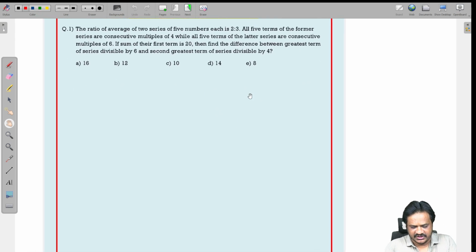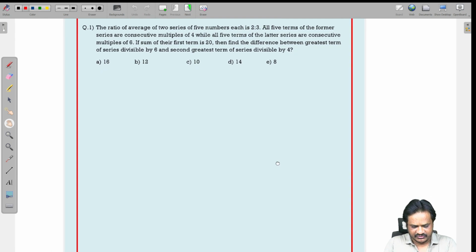The ratio of the average of the two series of 5 numbers is 2:3. All the 5 terms of the former series are the consecutive multiples of 4, while all the 5 terms in the latter series are the consecutive multiples of 6. If the sum of their first term is 20, then find the difference between the greatest term of the series divisible by 6 and the second greatest term of the series divisible by 4. So, here what is given, the ratio of the two series of 5 numbers is 2:3.